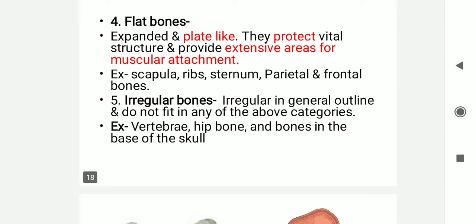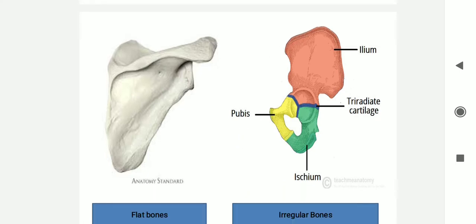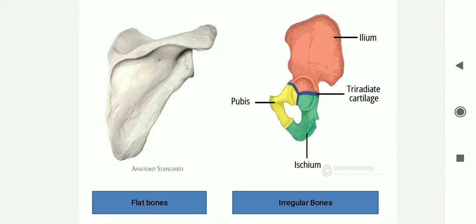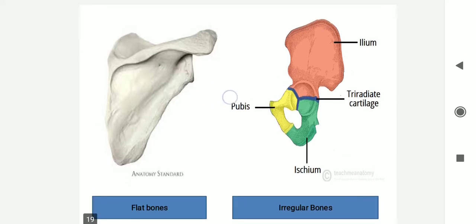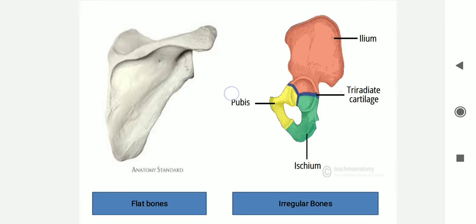Then flat bones. As you know, the scapula is the example of the flat bone. It is expanded and plate like, and it has extensive area for giving attachment, like above the spine and below the spine: supraspinatus, infraspinatus, then teres minor, major, etc., subscapularis. Extensive area for the muscular attachment. And as we have seen in the function, it gives protection to the internal visceral organs.